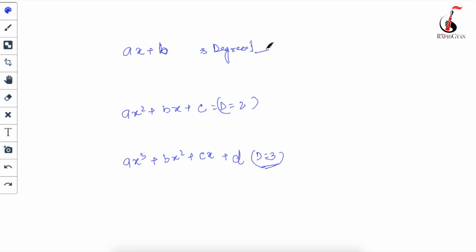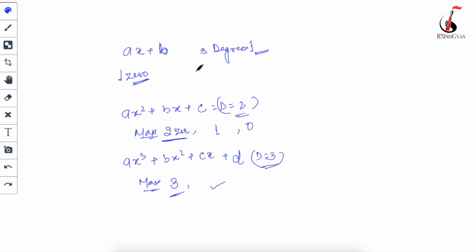For degree 1 there will always be only 1 zero. For degree 2 there will be maximum 2 zeros. It could be 1 also, it could be 0 also, but maximum will be 2. In case of degree 3, maximum will be 3, but it could be less also, but maximum value should be 3.